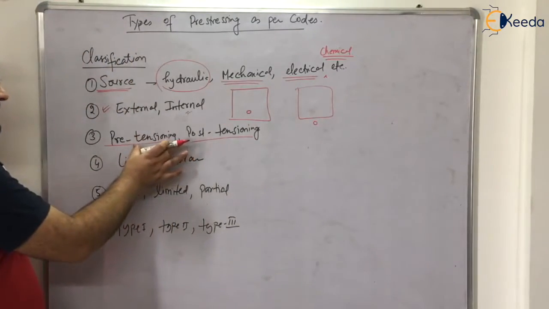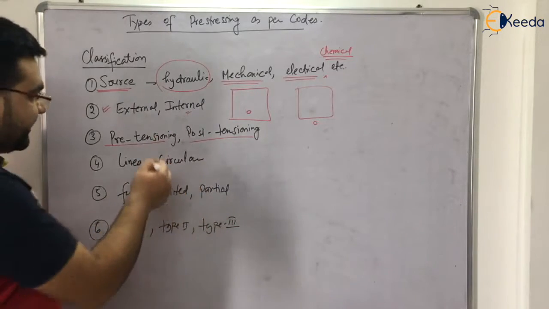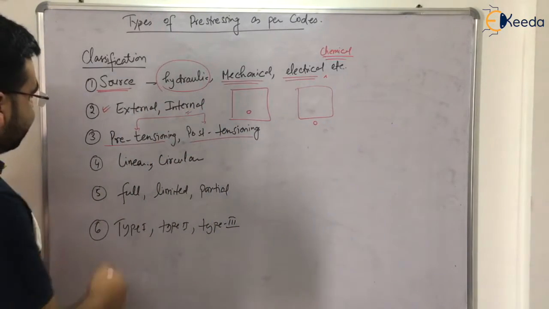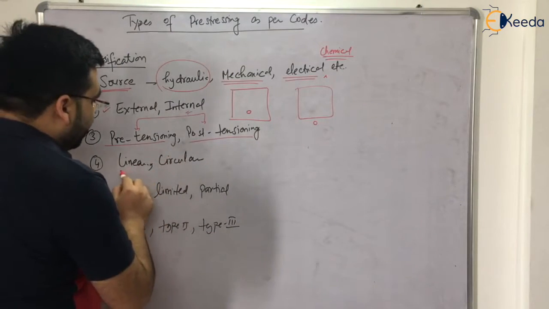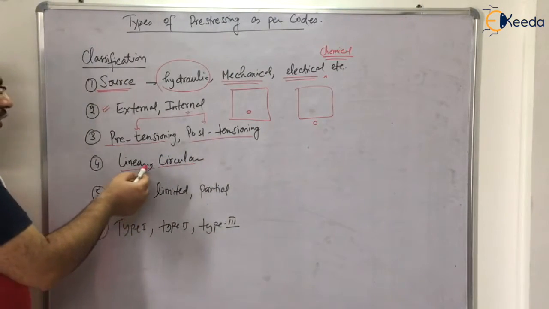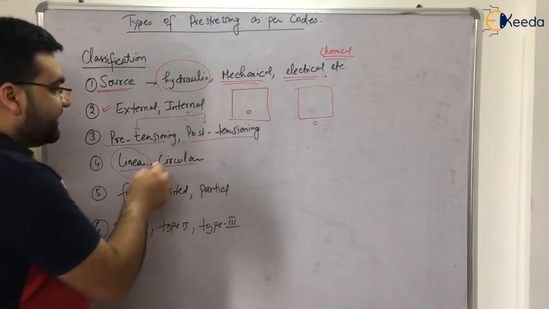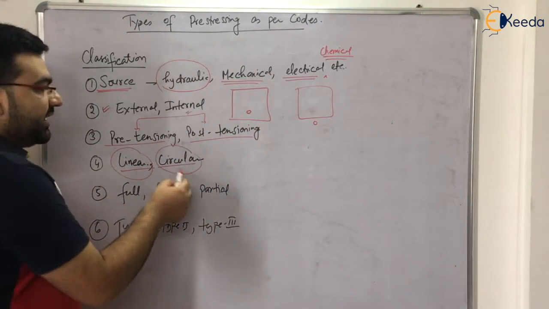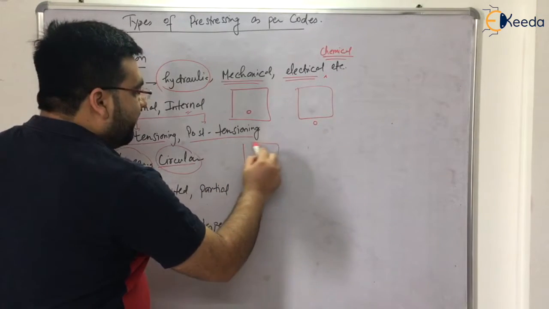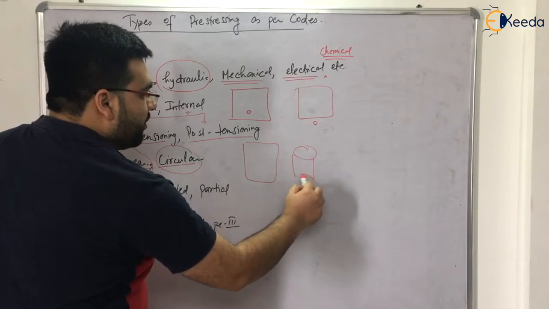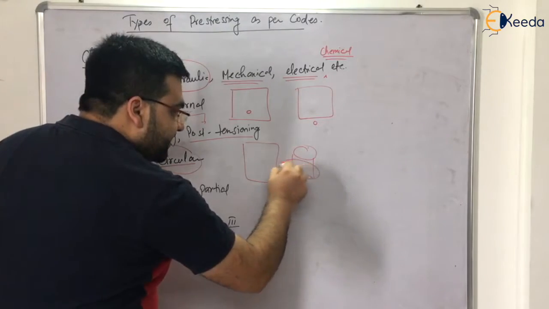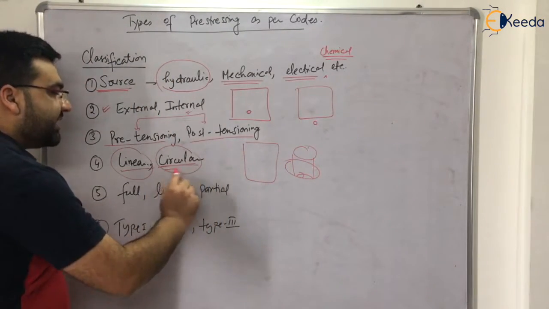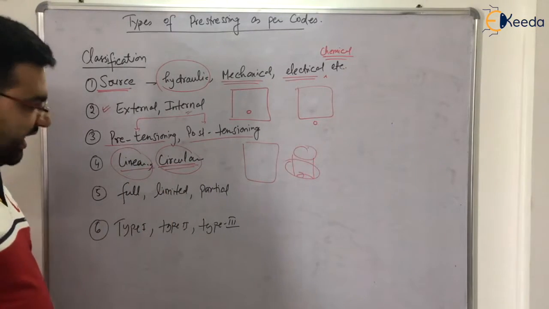Now what is the difference between post-tensioning and pre-tensioning? This is important, which I'll be explaining after this, right? Second one is linear and circular, right? So tendons can be linear also, tendons can be circular also. In linear, we have linear tendons, and in circular tendons, let us say a structure is a round structure, so tendons have to be placed around the circumference. In that case we have the circular type, right?